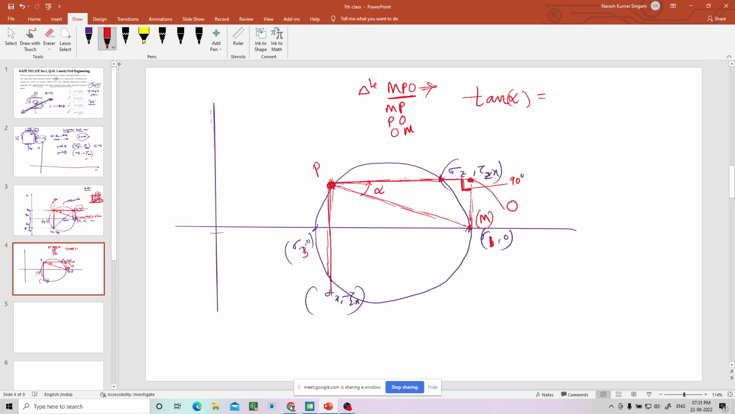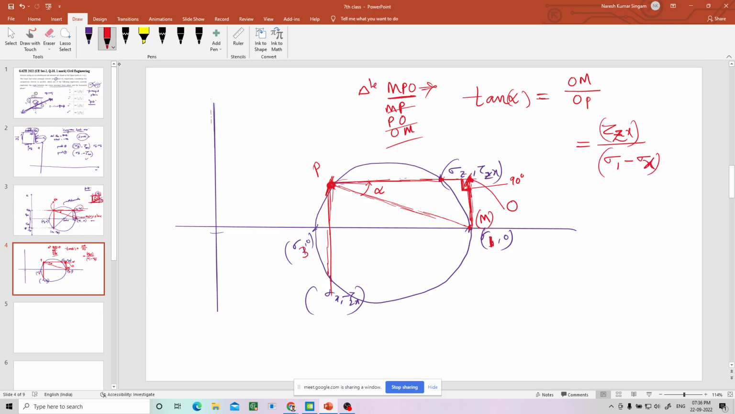Can someone of you tell what is tan alpha in terms of these sides? OM by OP. Can you tell me what is OM? What is the magnitude of the OM in terms of stress? Tau zx. This height is tau zx, right? Can you tell me what is OP or PO from here to here? Sigma 1 minus sigma x, right?